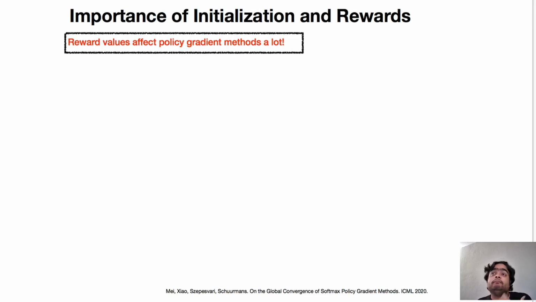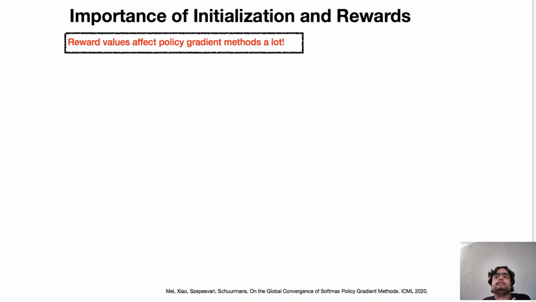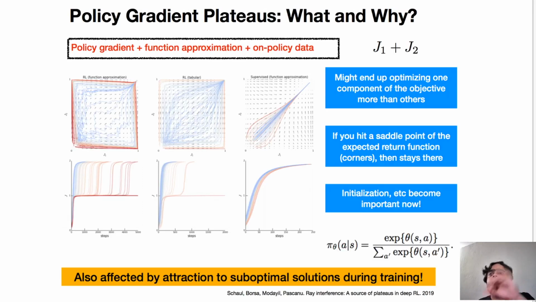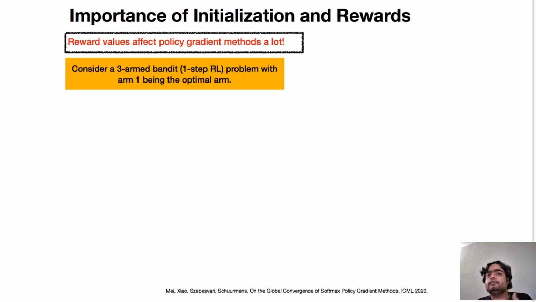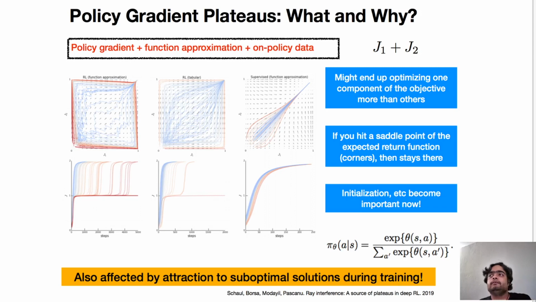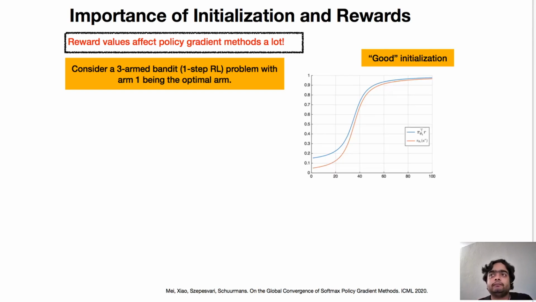And partly one more point that is not covered here, which is that the reward values play a lot more role in this weird plateauing behavior of policy gradients. So consider a three-armed problem now. So far we were looking at two actions and two states. Now consider it was just one step, it's just a bandit problem, but you have three arms. So you have three actions possible and one of those actions is optimal. And arm one is the optimal arm here.